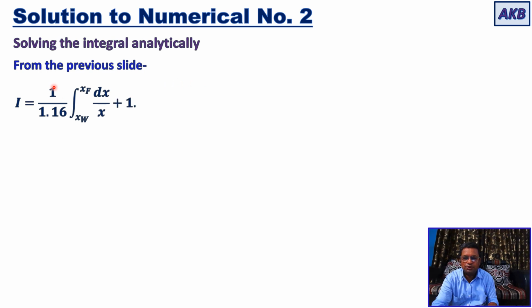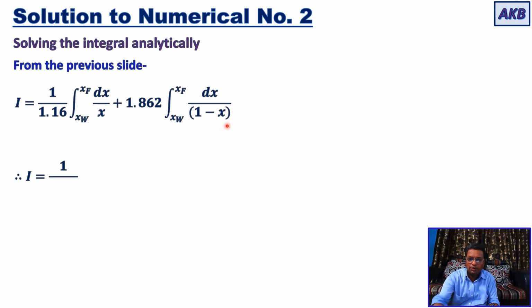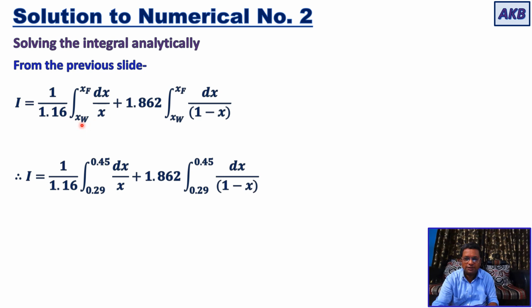We have I is equal to 1 upon 1.16 integration from xw to xf dx upon x plus 1.862 integration from xw to xf dx upon 1 minus x. So now let us use the limits. You know, xw is 0.29, xf is 0.45. Therefore, you have I is equal to 1 upon 1.16 integration from 0.29 to 0.45 dx upon x plus 1.862 integration from 0.29 to 0.45 dx upon 1 minus x.